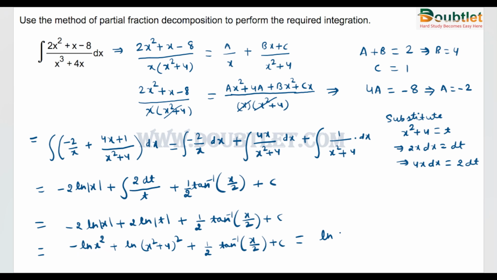So we can write it as ln of x square plus 4 divided by x, and this whole term squared, so the 2 will be in the front, plus 1 by 2 tan inverse x divided by 2 plus c. So this is the final answer of the partial fraction decomposition of the integration.